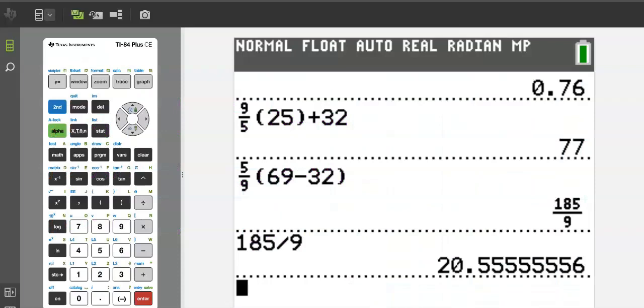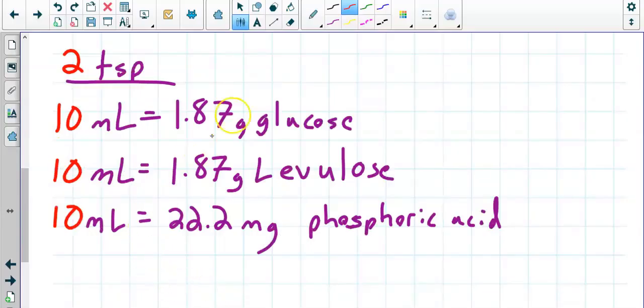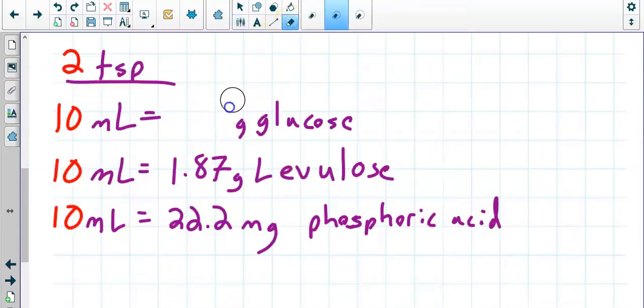So the 1.87 times 2 gives us 3.74. So these are all now 3.74.